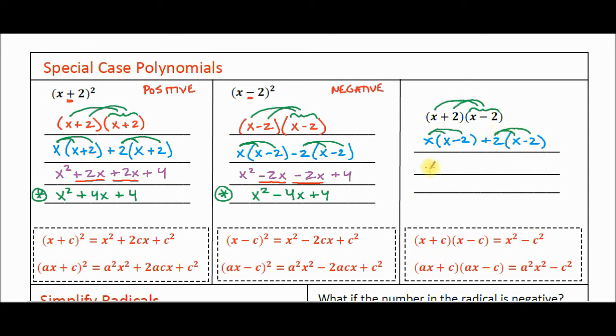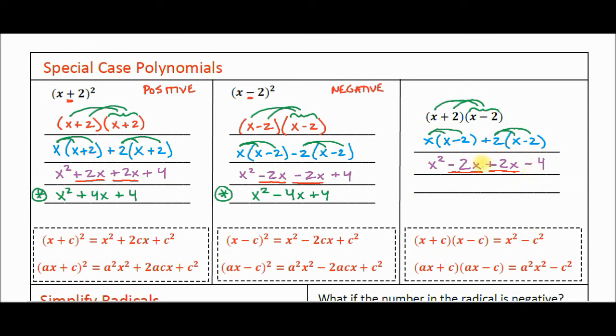X times x is x squared. X times negative 2 is minus 2x. Positive 2 times x is positive 2x. And positive 2 times negative 2 is negative 4. Now take a look at what's happened here. A little bit different than the first two examples. These middle terms are like terms. They both have the same variable with the same exponent, but the signs are opposite.